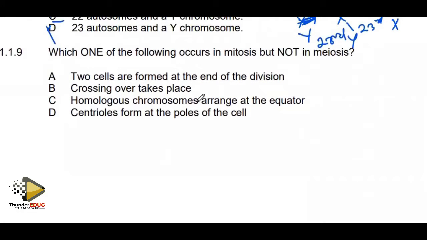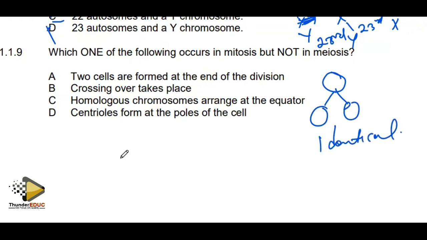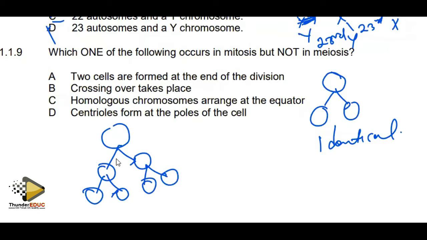Then the next question is saying which one of the following occurs in mitosis, but not in meiosis? When you talk about mitosis, you have one cell. One cell will divide to form two cells, but these two cells are identical. But if you look at meiosis, you have one cell, you form two cells in the first meiotic division, you divide again, you form four cells. These are the ones which form the sperms and the ova. And these have half the chromosome number of the parent, which is, for example, if it is a human, 46, and then here will experience 23 chromosomes.